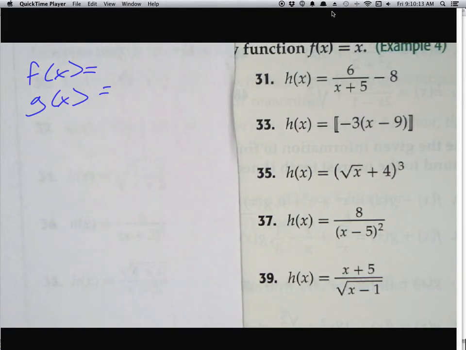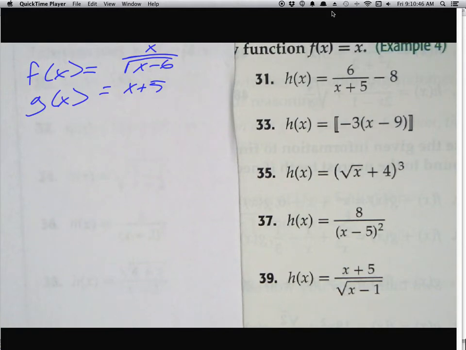Dick? F of x is 1 over square root of x minus 6, and then g of x is x plus 5. And the bottom is what? X plus 5. You're close. Oh, I meant x over. Yeah. All right, what do you guys think about that one? That one does work.